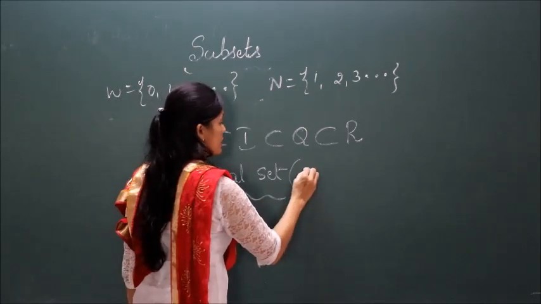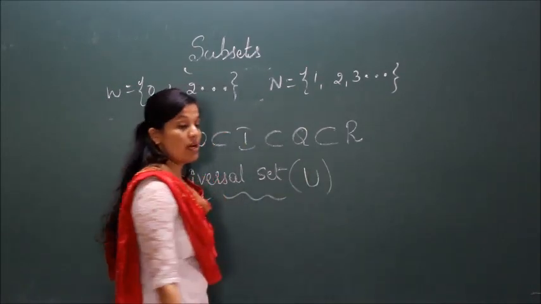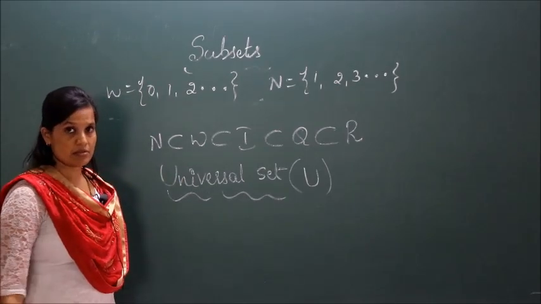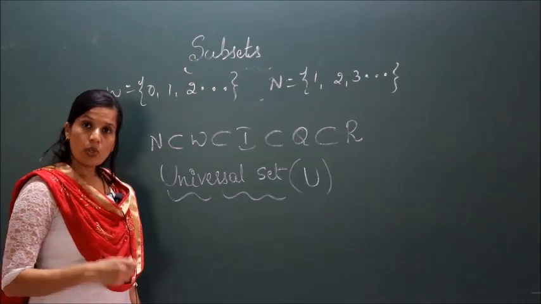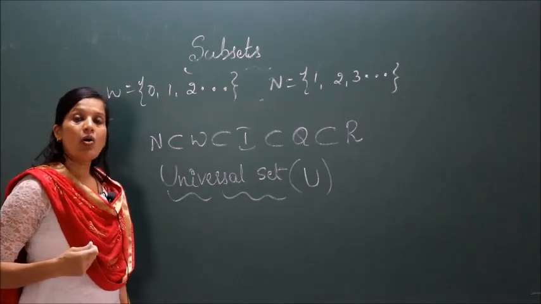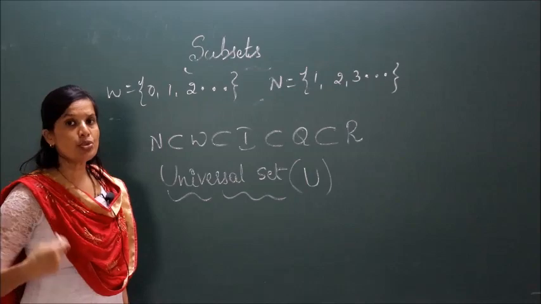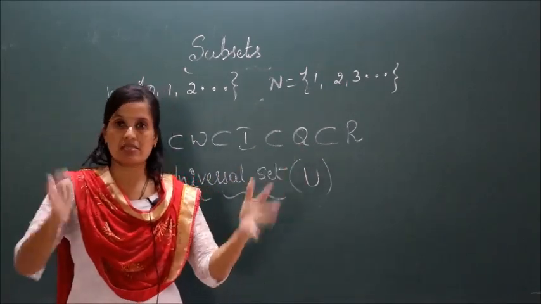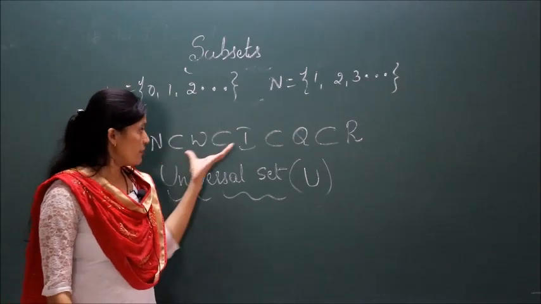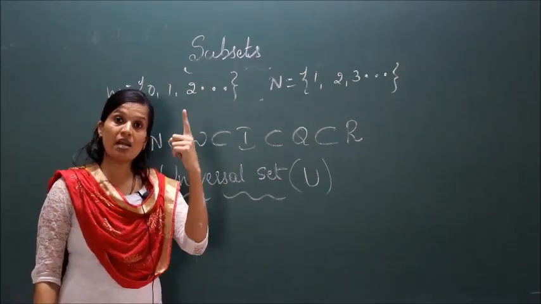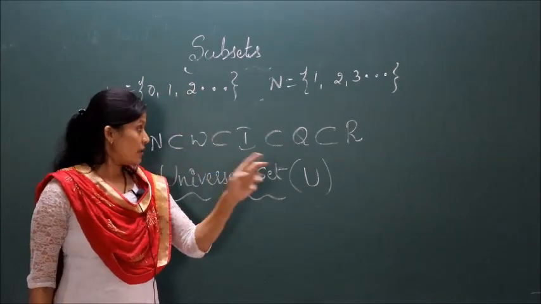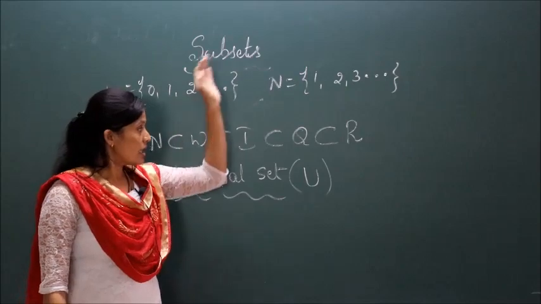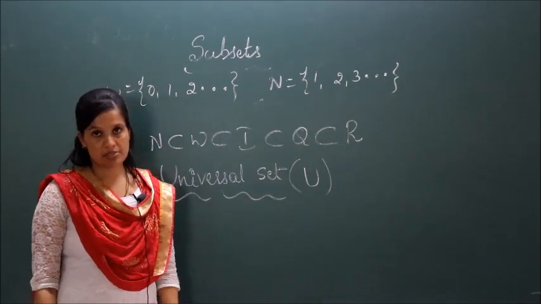It can be represented with the symbol U, the universal set. So what is a universal set? A set which contains all the other sets is called the universal set. The universal set is the biggest set. In the case of numbers, you can say that real numbers are the universal set. Then all the other sets are contained in real numbers.